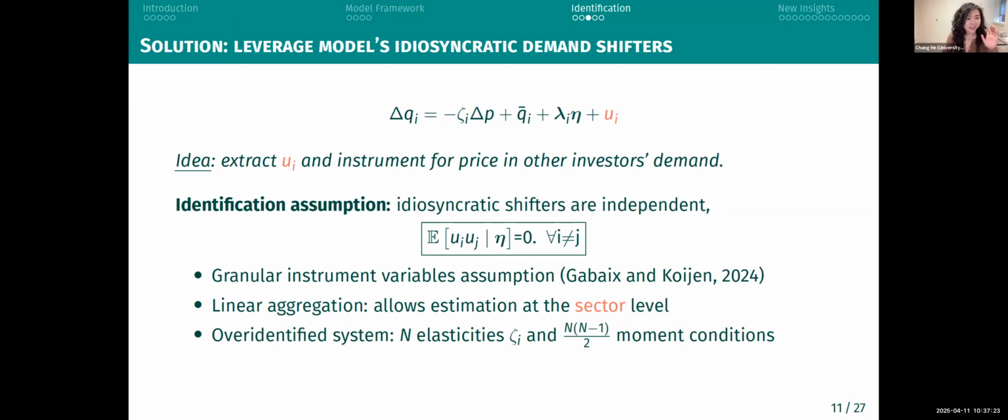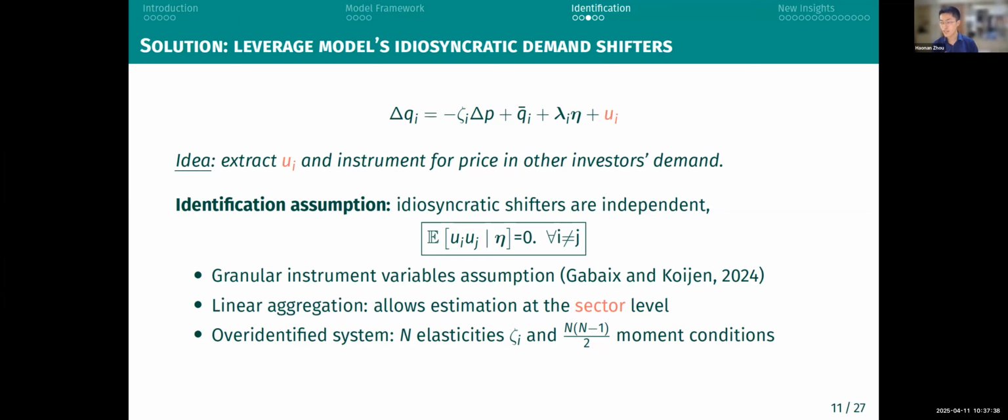Oh yeah, I have a question. Hi, Haonan. So just a clarifying question. So the I here is like a sector, right? So it's either a financial institution, a sector? Yeah. So when we do the estimation, I and J are sectors.